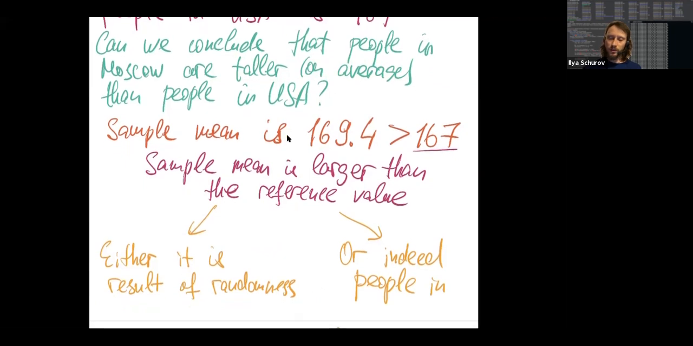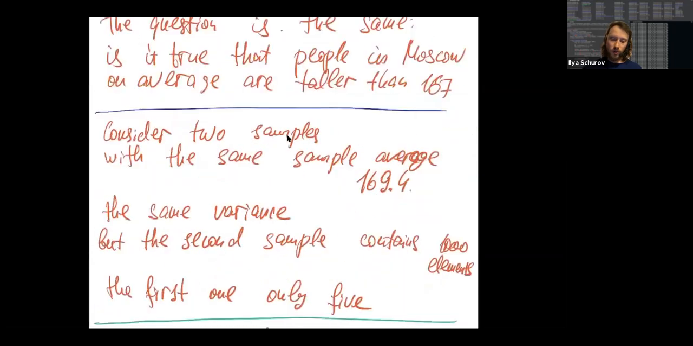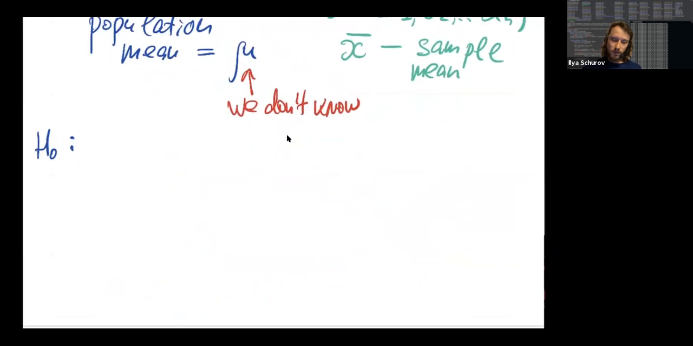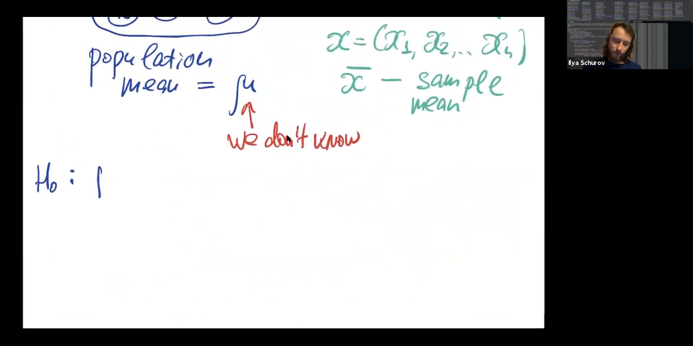Mathematically speaking, it means that we believe that our population mean is, in fact, equal to this reference value. So our null hypothesis is that mu, which is the population mean, equals 167.